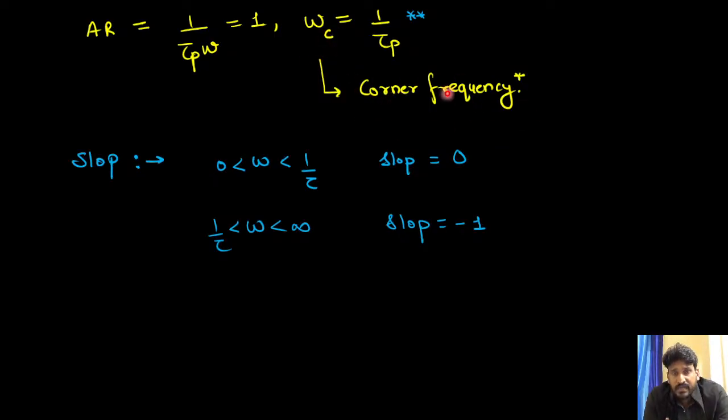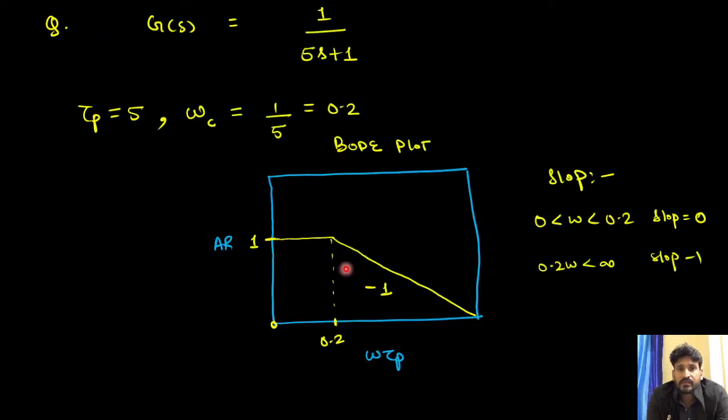This omega c is my corner frequency, right? What is this corner frequency? The frequency at which my amplitude ratio starts changing. Okay, if your transfer function is 1 divided by, in the denominator, if you are seeing the tau p s, then the Bode plot is going to decrease with a -1 slope, right? Is it clear to you?